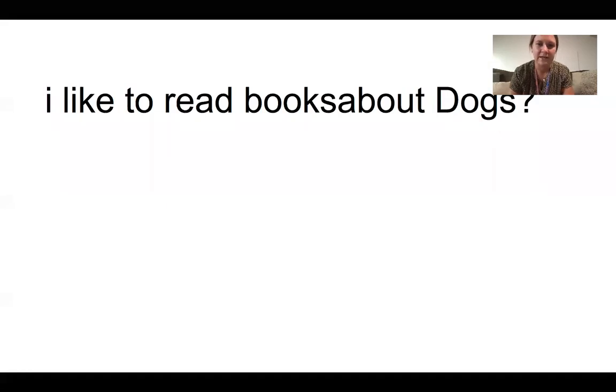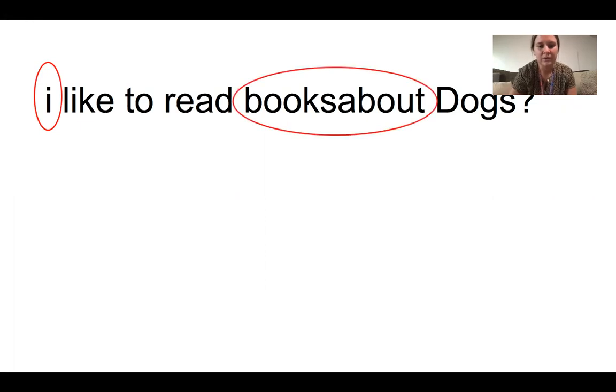Here's a sentence that has some mistakes in it. Let's go through and correct it together. The sentence says, i like to read booksabout Dogs? Here you will see that the sentence does not have a capital letter at the beginning. That is one mistake that we will need to fix. Here you will see that there is no space between the word books and about. That is another mistake we'll need to fix.